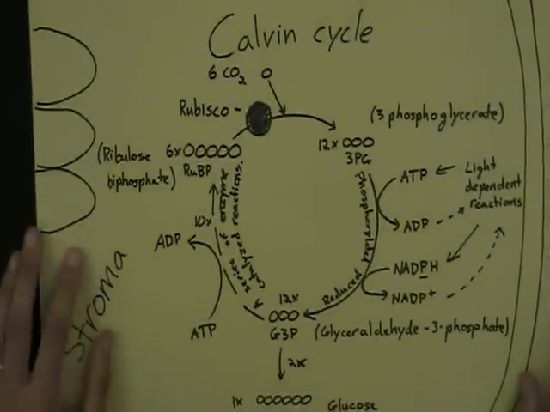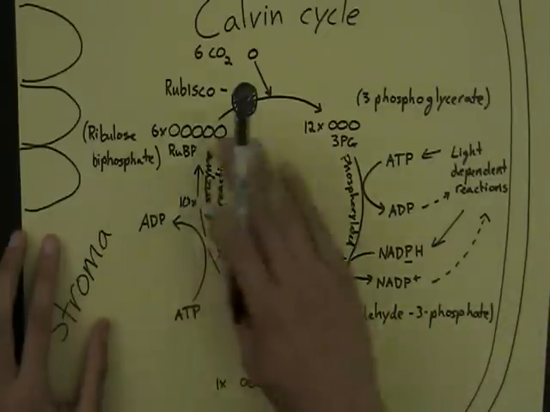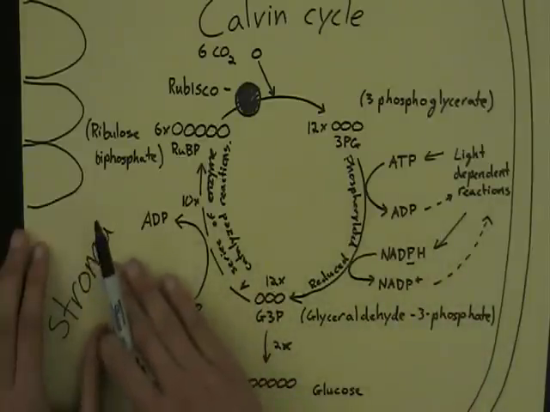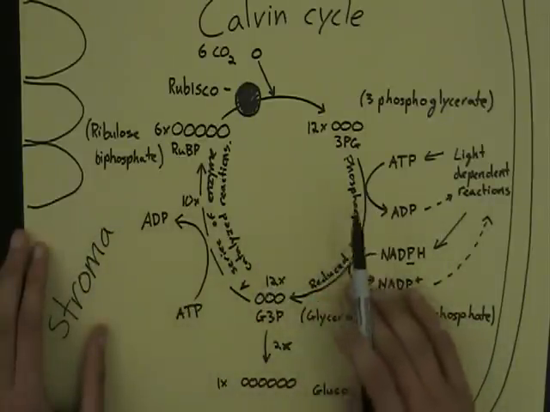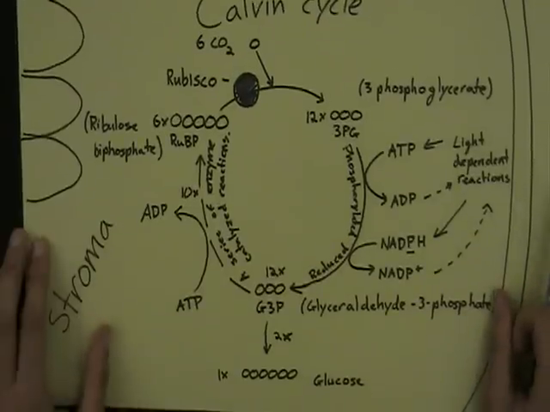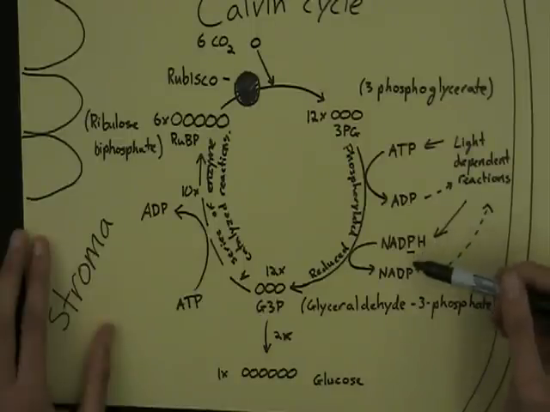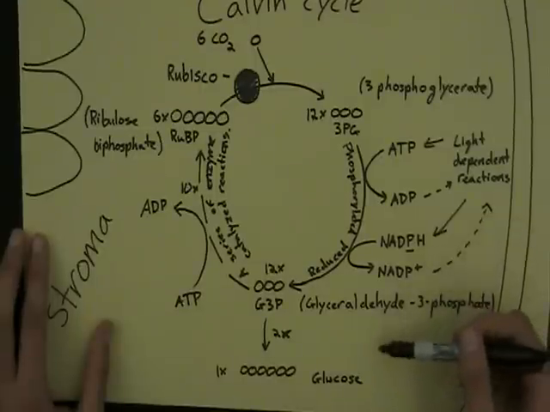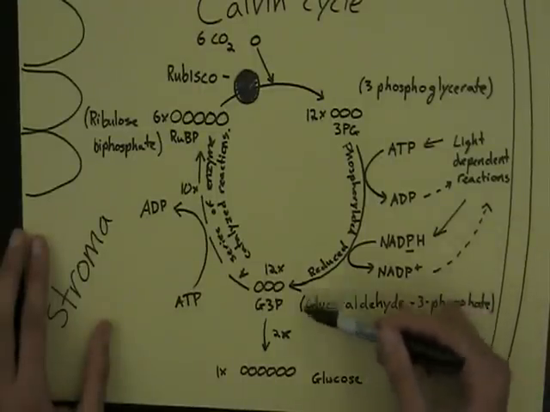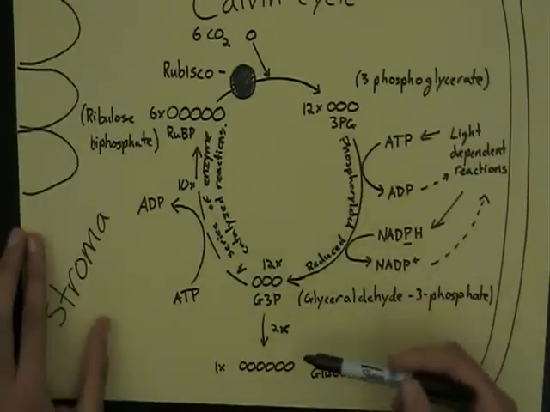It is challenging to keep track of the number of carbon molecules, but if you've got that sorted, and if you understand all of this process, the fact it's happening in the stroma, what it requires from the light-dependent reactions, and what it is returning to the light-dependent reactions, what it is producing, ADP, NADP plus, and glucose, then you're all sorted. 6 carbon dioxides converted into 1 glucose molecule.